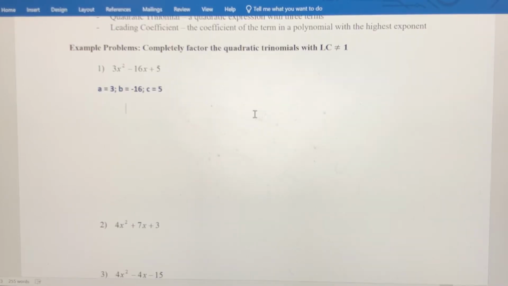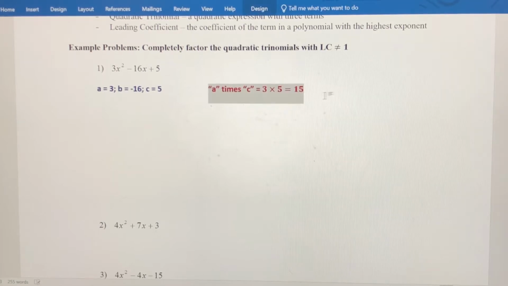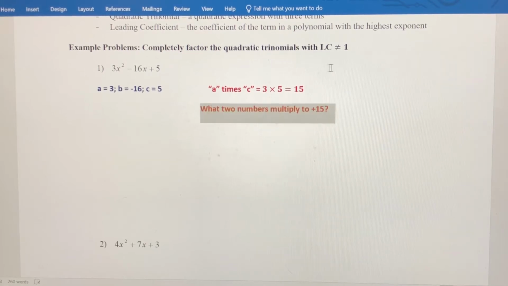So the first thing we want to do is label. We understand standard form, hopefully by now. A is 3, B is negative 16, C is 5. So using the AC method, I want to know what is A times C. In this case, it's 15. And I want to use that 15, and I want to come up with all the factors that give me 15. And I'm going to choose the pair that adds to give me the B term, which in this case is negative 16. So what two numbers multiply to be 15?